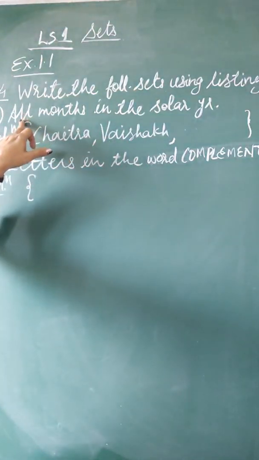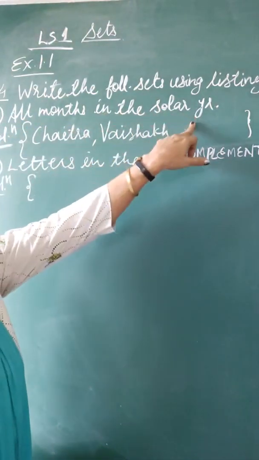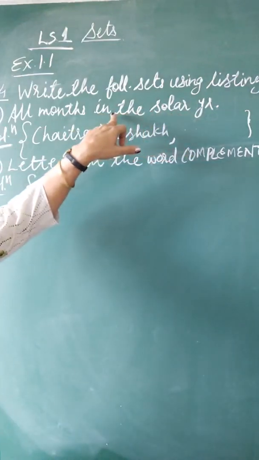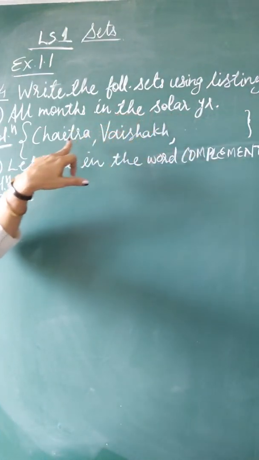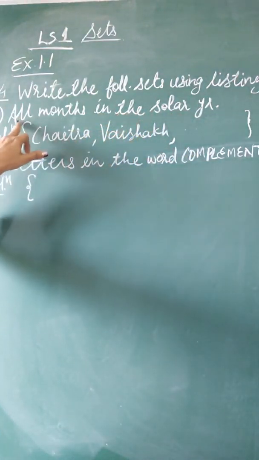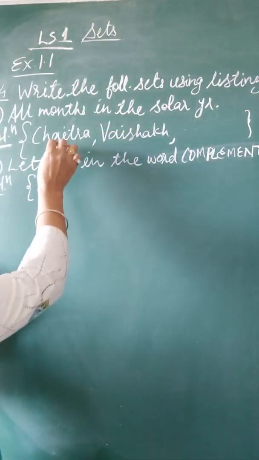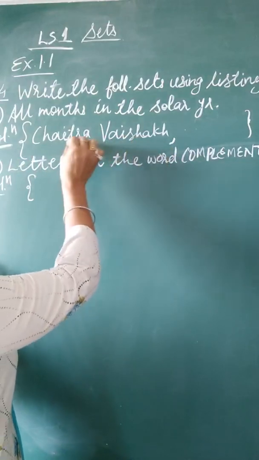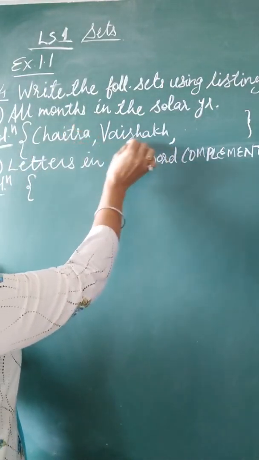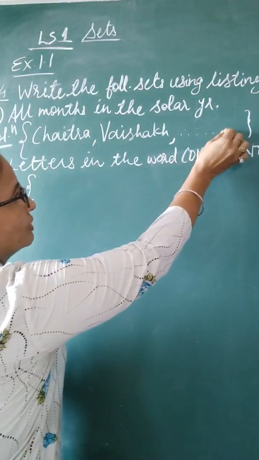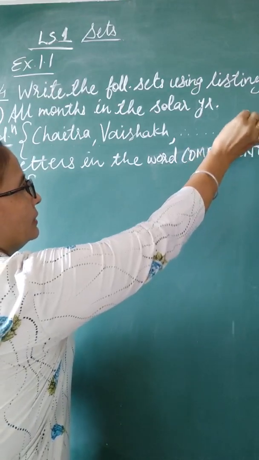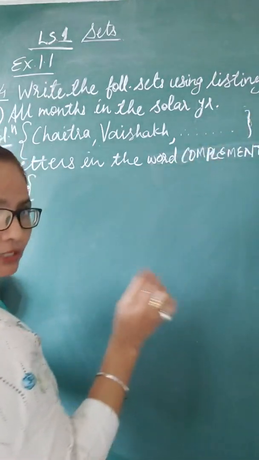Read the question. The question is: all months in the solar year. So what are the months of the solar year? 12 months are there. First you have to write a curly bracket, and now write all the 12 months. Here I have written Chaitra, Vaishakh, Ashadh, and so on. You will write all 12 months and close it by again a curly bracket.